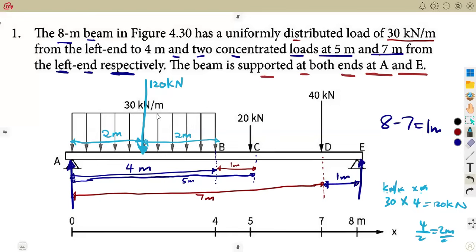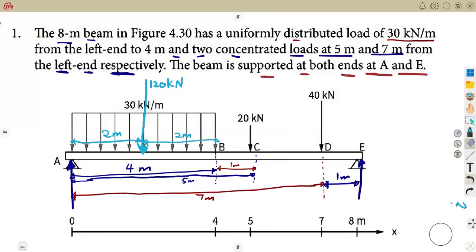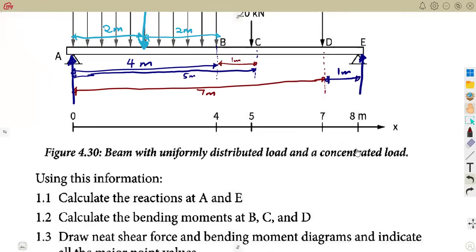This part is helpful when you are working with the calculations of the reactions at A and E. We're going to see more about that. It's not always applied this way, because it depends on the situation. There can be 2 of them placed differently. We're going to see questions of that nature, where they place 2 different uniformly distributed loads on the same section, another one starting from a different point. We shall see those in another part where we are doing question papers.